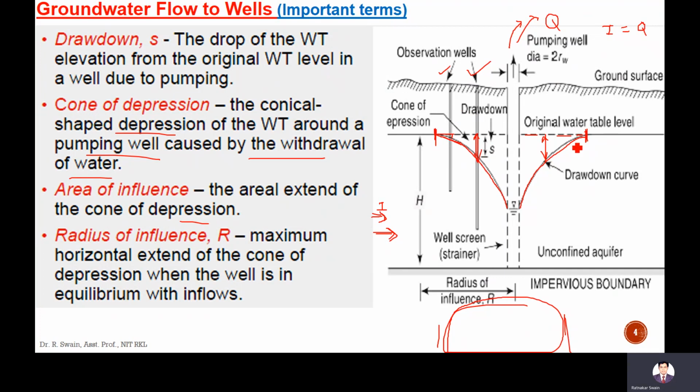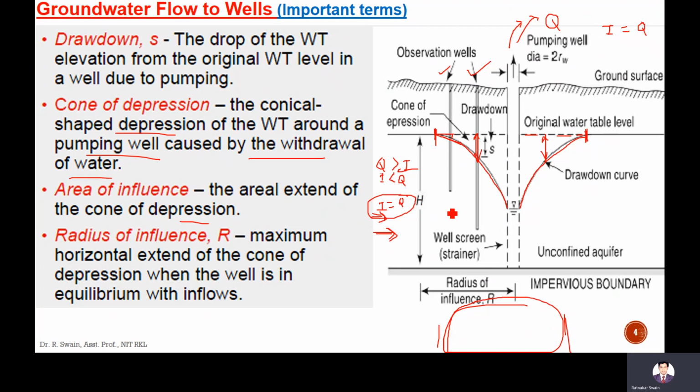So initially, what will happen when pumping started? Q is more than I. Means the water which you are pumping will be more than the inflow into the groundwater. Q will be more than I. I is less. Gradually, after a certain point of time, I will become equal. Here I is less than Q. At this point of time, when I is equal to Q, this is called equilibrium condition.